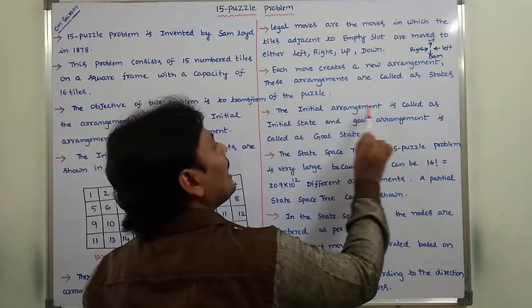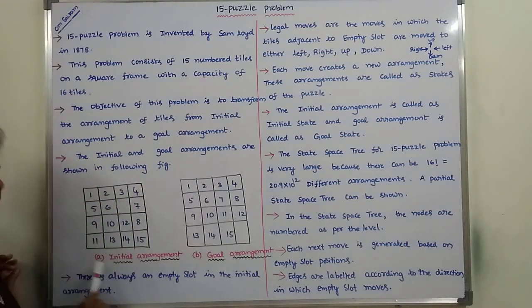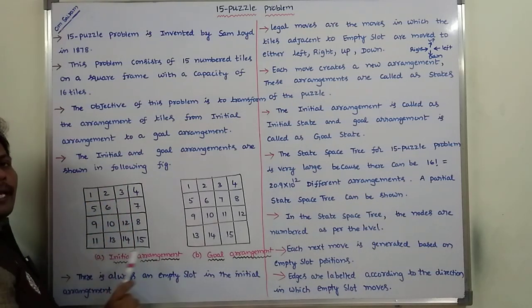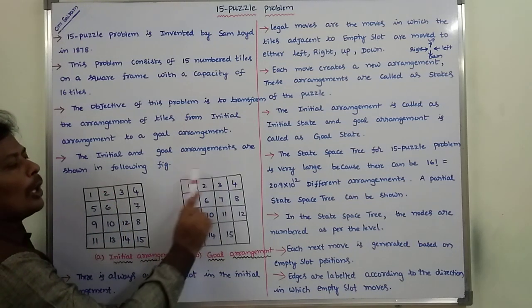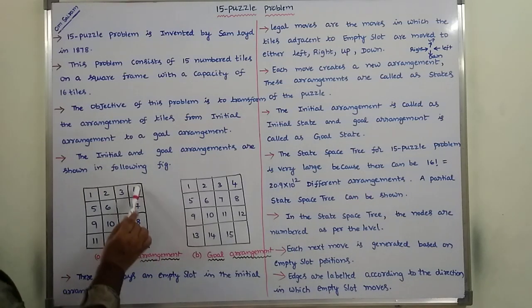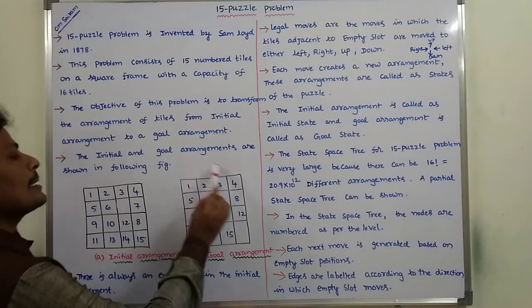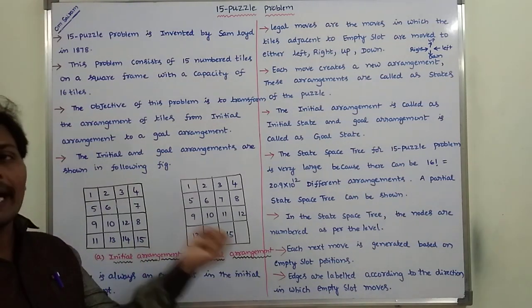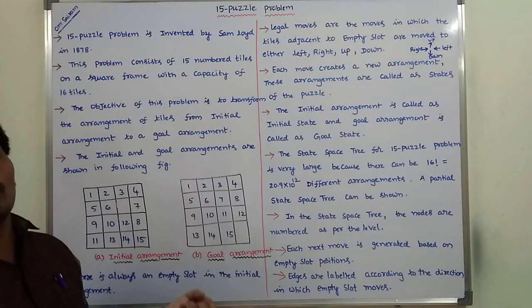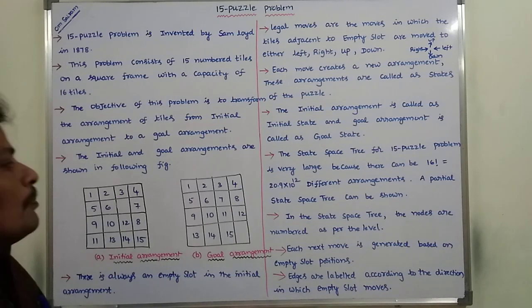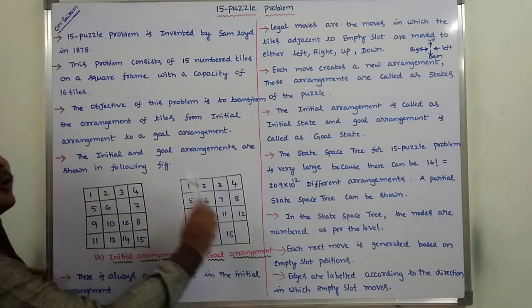Next one. The initial arrangement is called the initial state. This is one arrangement, called the initial arrangement, and it is also called the initial state. Now our objective is to transform this initial arrangement to the goal arrangement. This is the goal arrangement, and it is also called the goal state. This arrangement is the initial state and this arrangement is the goal state. Whatever new arrangement we obtain by moving the tiles adjacent to the empty slot, that new arrangement is called a state of the puzzle. This is the initial state and this is the goal state.